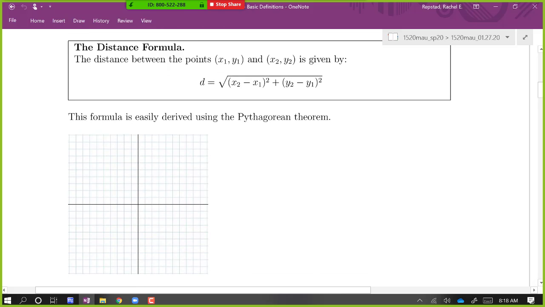But if I have the coordinates of 2 points in the plane, we'll call one of them x1, y1, and the other one is x2, y2. We can get the straight line distance between those 2 points by using this formula. I am not a fan of memorizing formulas. You can memorize this formula if you like. Sometimes I use it so much that I just memorize it even if I don't want to. But this formula is easily derived.